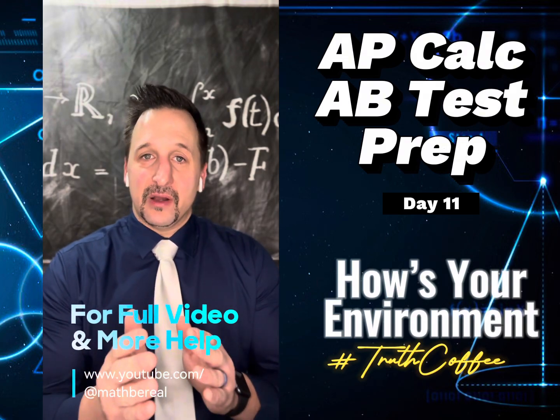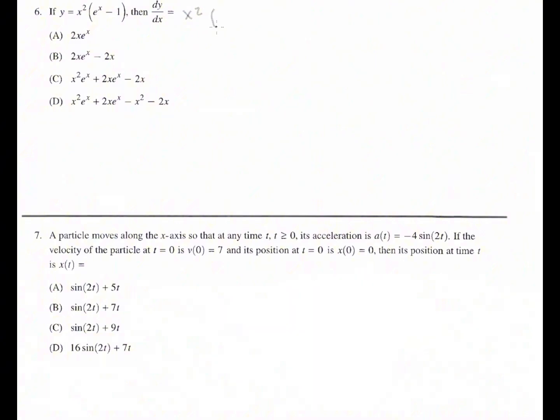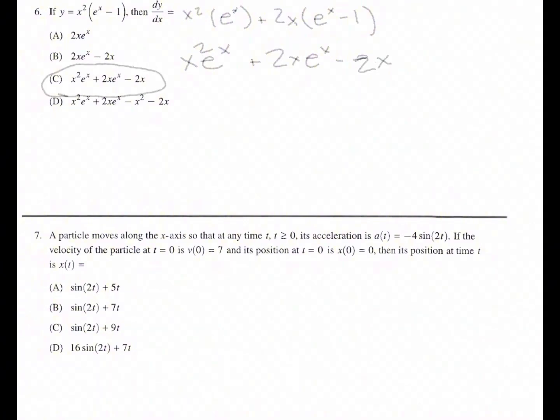Right? Here's your Calc problem. As always, make sure you stop the video to try it yourself. So if I want to find the derivative of this, I'm going to have to take the product rule. First times the derivative of the second plus the derivative of the first times the second. That's usually the biggest issue. Now if I look at the answer key, I see that our answer is going to be distributed. So I have to distribute the 2x and I just get C.